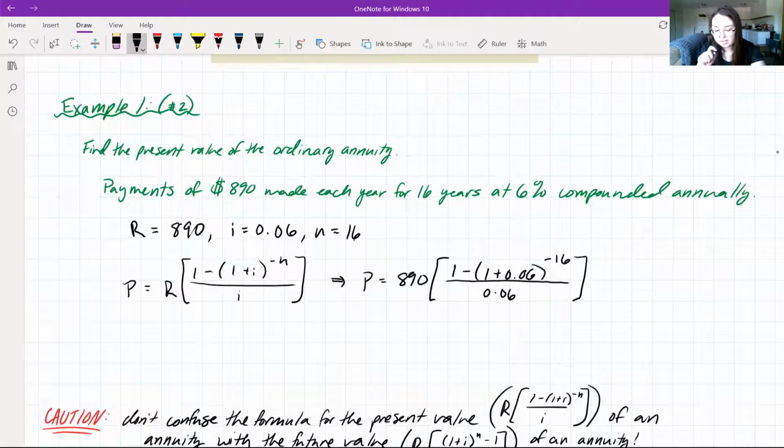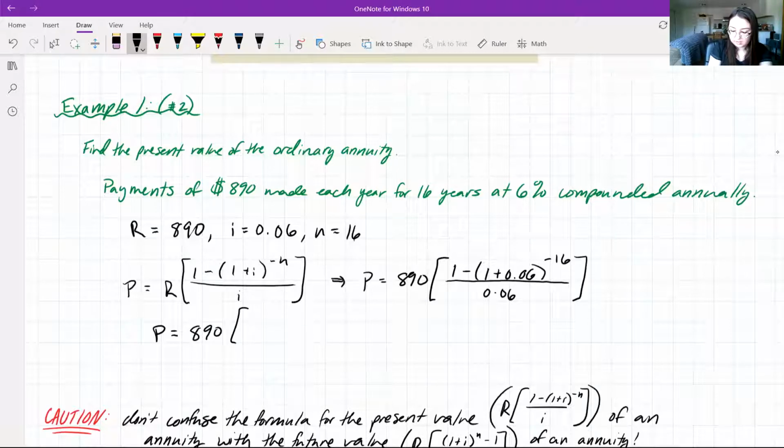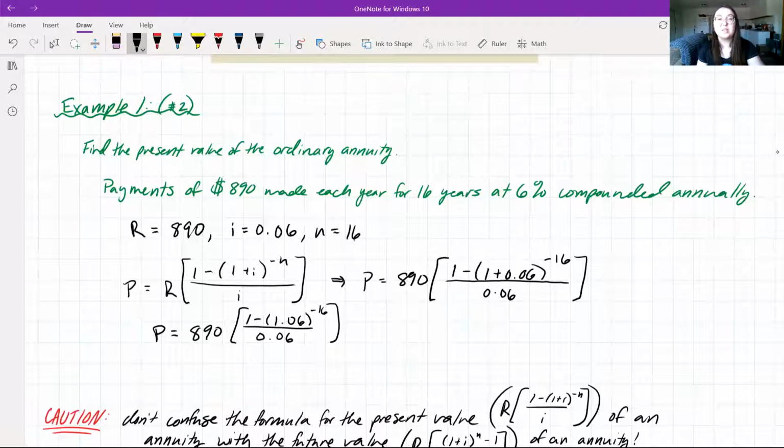We can simplify this just a little bit. We can simplify what's in the parentheses there. This gives us 890 times 1 minus 1.06 to the negative 16th, divided by 0.06. I strongly encourage you to take a moment and calculate this value on your own.